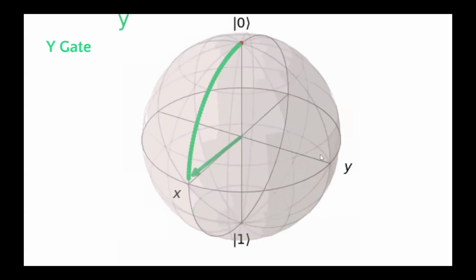And similarly, we have the Y gate. And this, you can imagine a stick over here, which is rotating. And because it's rotating, a tangent to it, which is perpendicular, is moving like this.